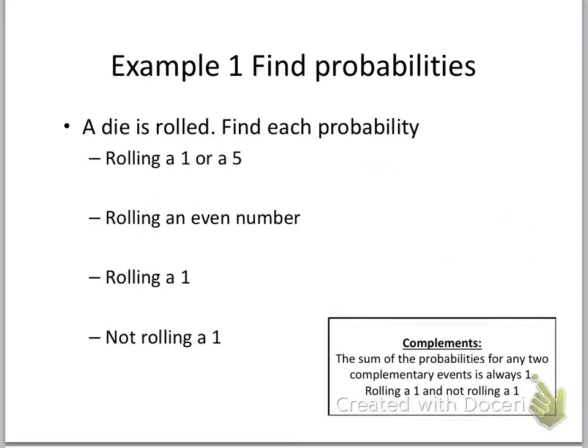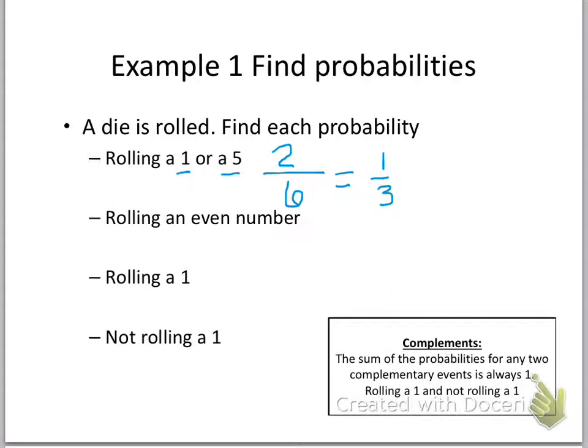Alright, so let's do some probability. Let's find some probabilities. We've got a die, that's one singular of dice, and we need to find the probability of rolling a 1 or a 5. So, on a dice, how many possible outcomes are there? There are 6, 6 sides numbered 1 through 6. How many of those sides have a 1 or a 5 on them? 2 sides. So our probability is 1/3.